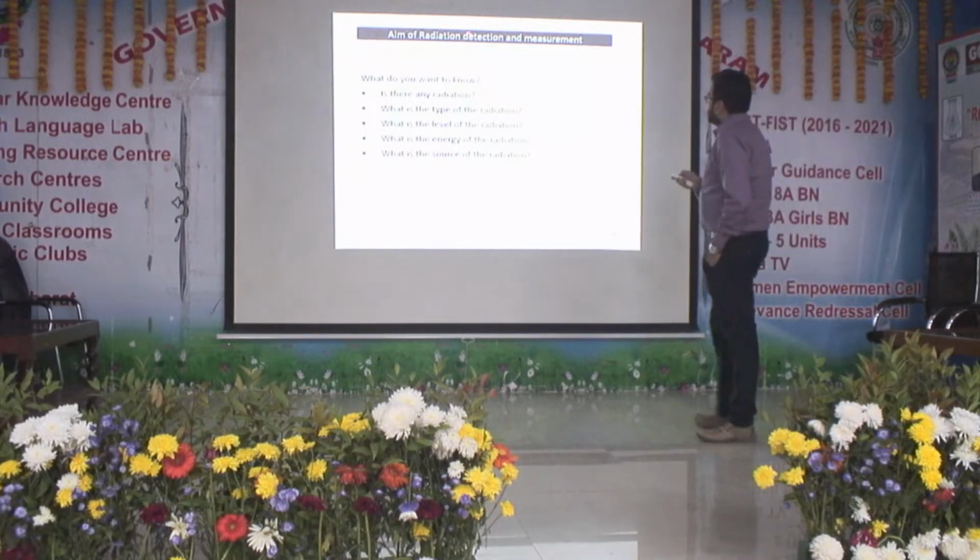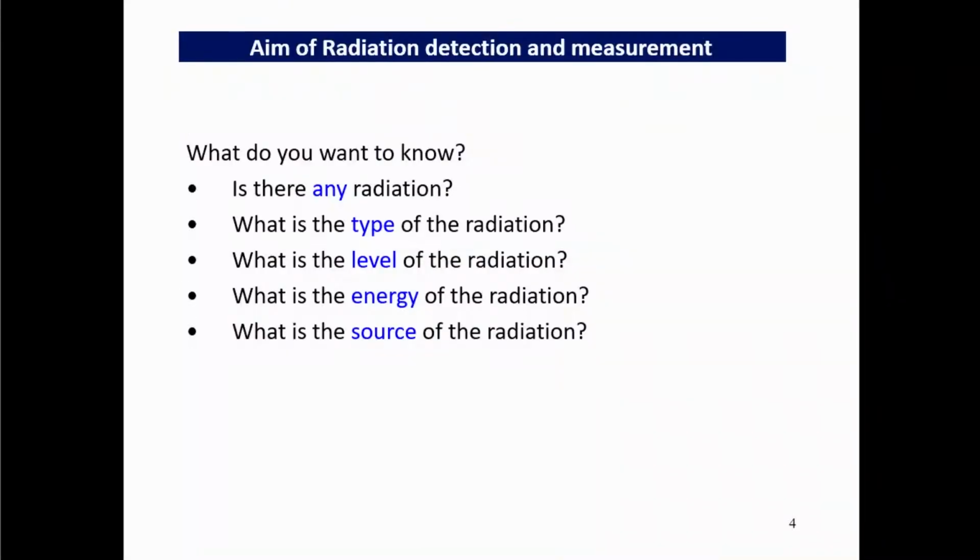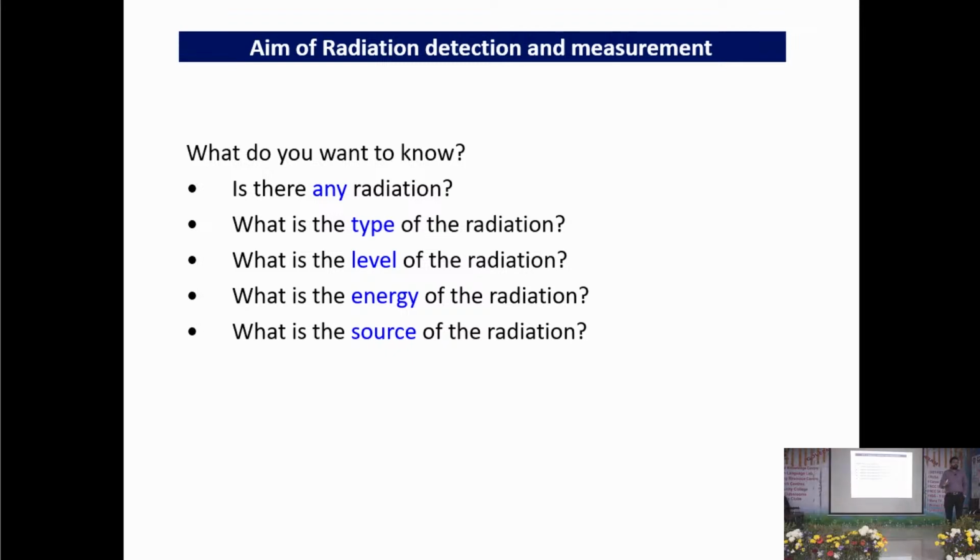So, what is the aim of radiation detection? Why do you want that? The aims are to first understand whether there is any radiation or not at gross level, and if it is there, then the second curiosity is what is the type of the radiation, and then what is the level of the radiation, and then, for further curiosity, what is the energy of the radiation, and then further we try to identify what is the source of the radiation, like which isotope is actually responsible for emitting that particular kind of radiation that is being detected.